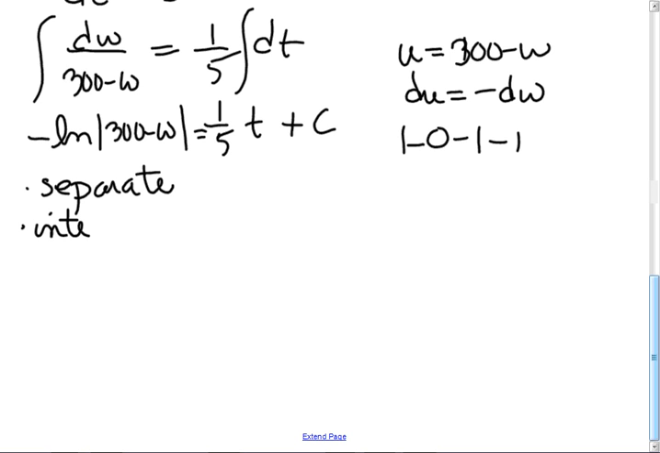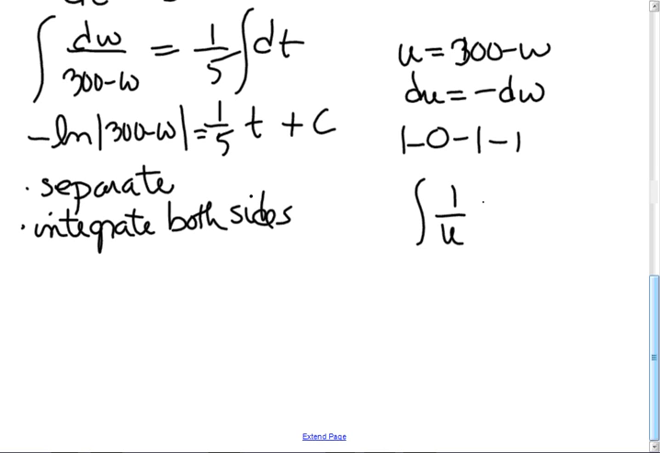If I don't have the negative, I don't get that integration point. That was a hard problem because of that negative. No, that's on the right side. This is this side, so I would get 1 over u du with a negative out in front. That's got nothing to do with the t's. That's the other side. 1/5 dt.